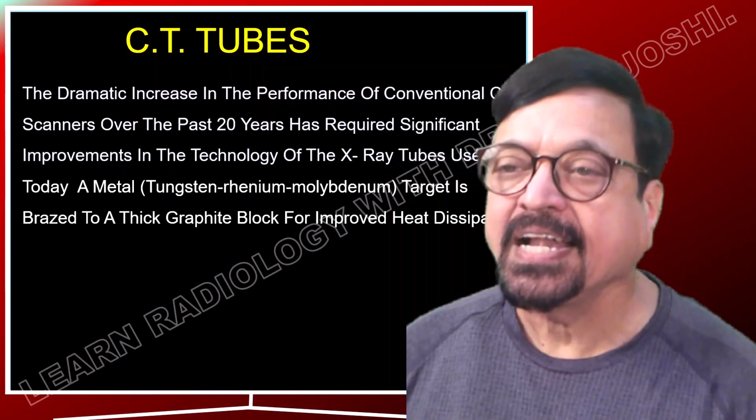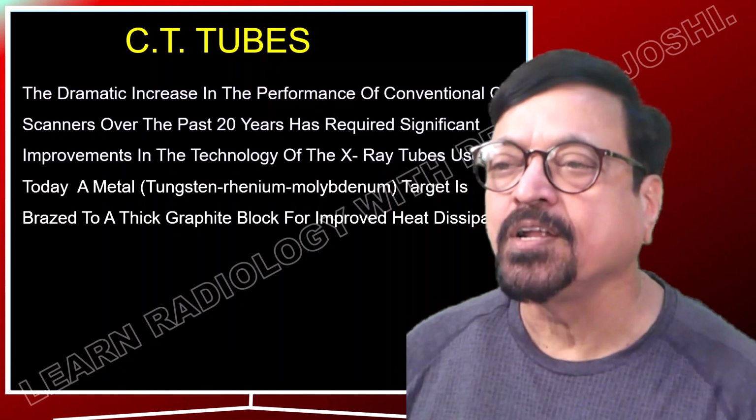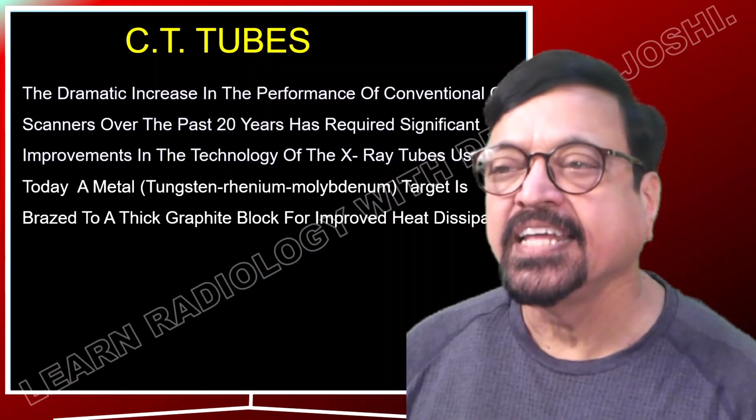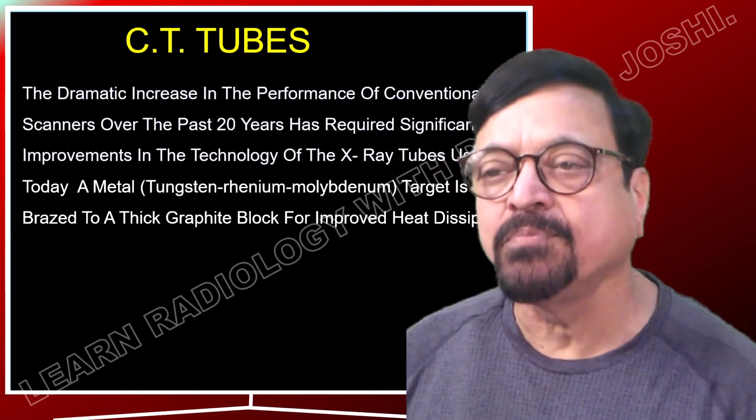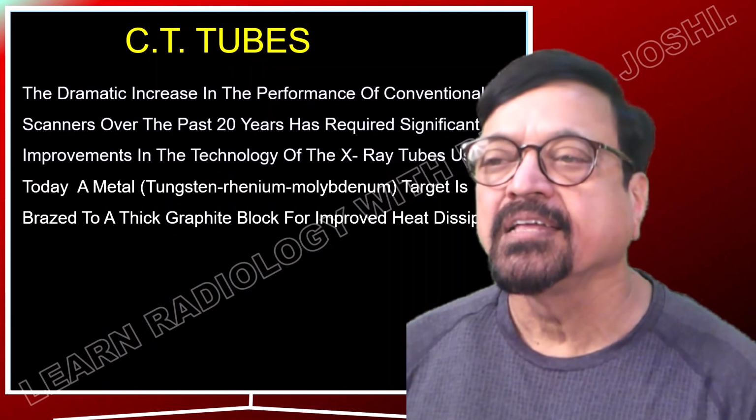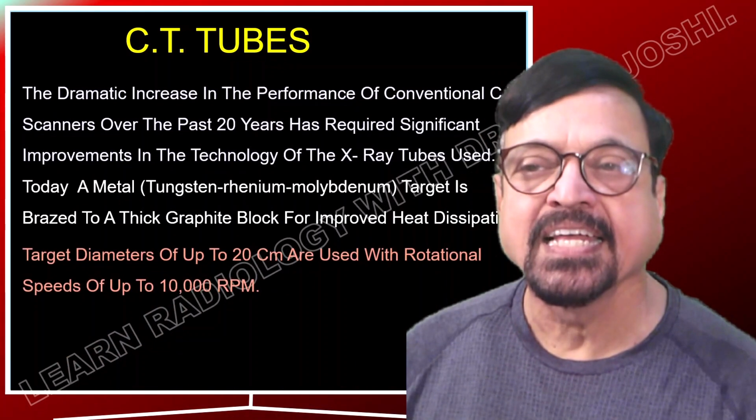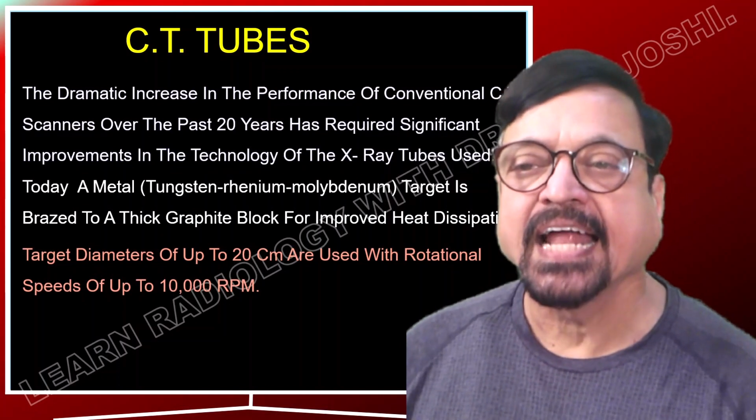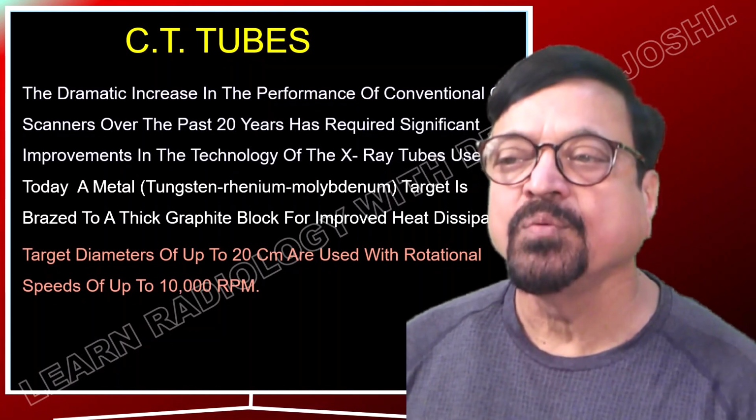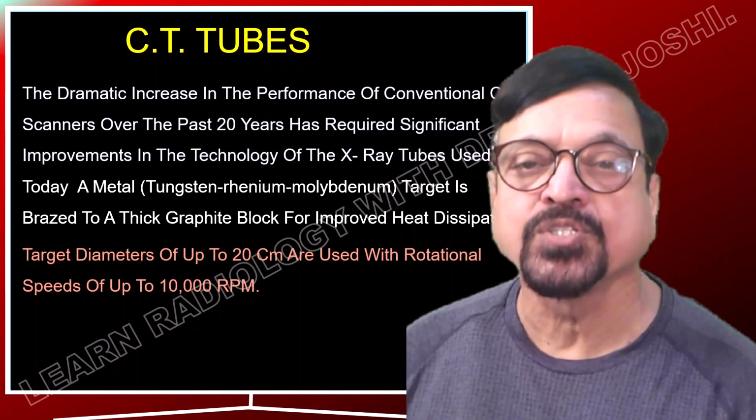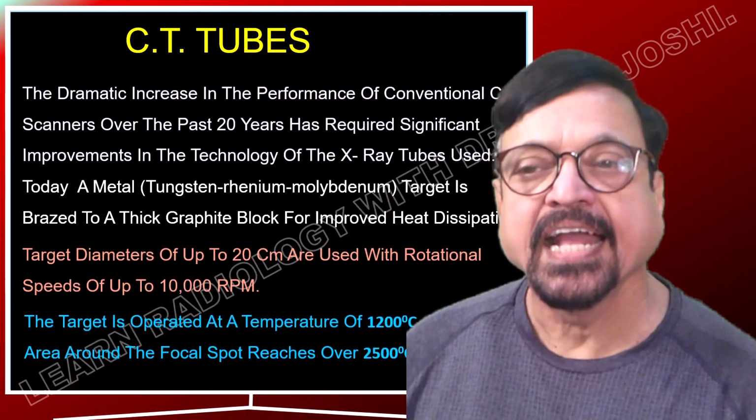Today, metals such as tungsten, rhenium and molybdenum are used. The target is brazed to a thick graphite block for improved heat dissipation. So the main principle here is good heat dissipation. A target diameter of up to 20 centimeters is used with a rotational speed of up to 10,000 rpm. Both are very high as compared to X-ray tubes.